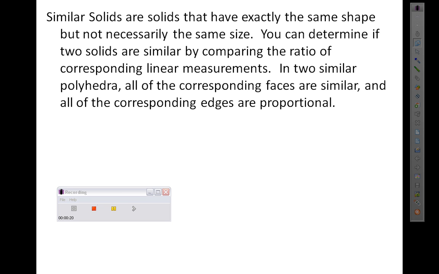Just like you can look at the similar triangles or the other similar figures that we've dealt with by looking at their linear measurements. Again, the corresponding sides have to be proportional, things like that. Two polyhedra, that's the plural of polyhedron, which is again just our 3D shape. I'm looking at two similar 3D shapes. All the corresponding faces must be similar, and all the corresponding edges must be proportional. So it's kind of just an extension. Like I said, we have all the properties and rules that we went through with similar figures, and now we're just applying it to the 3D shapes.